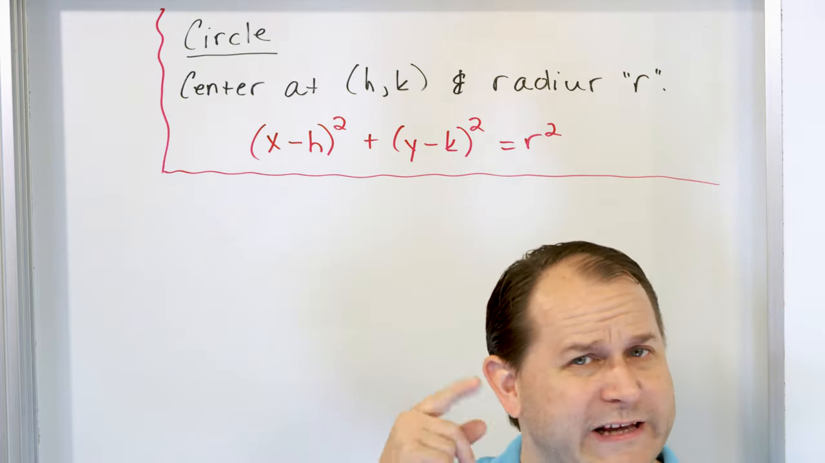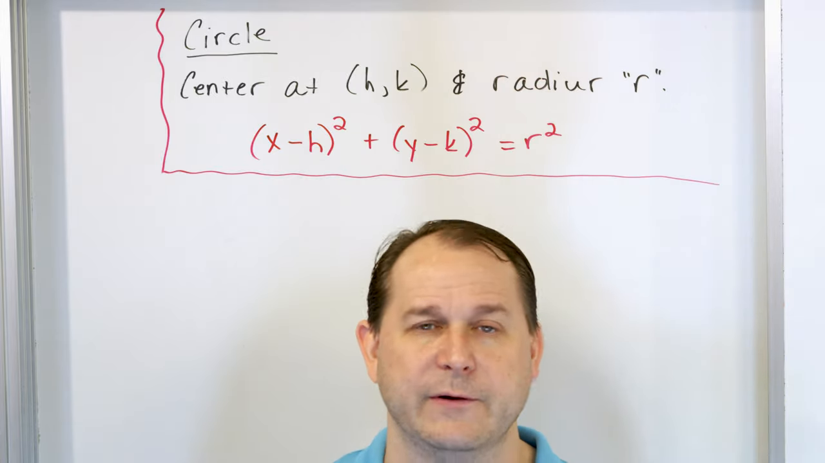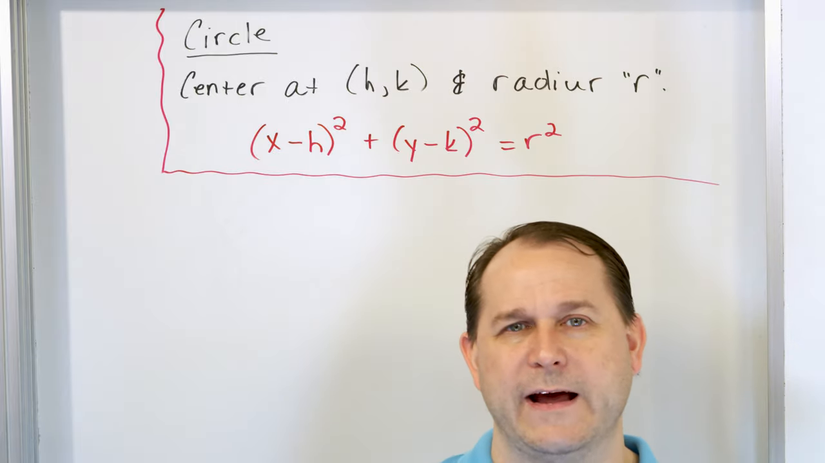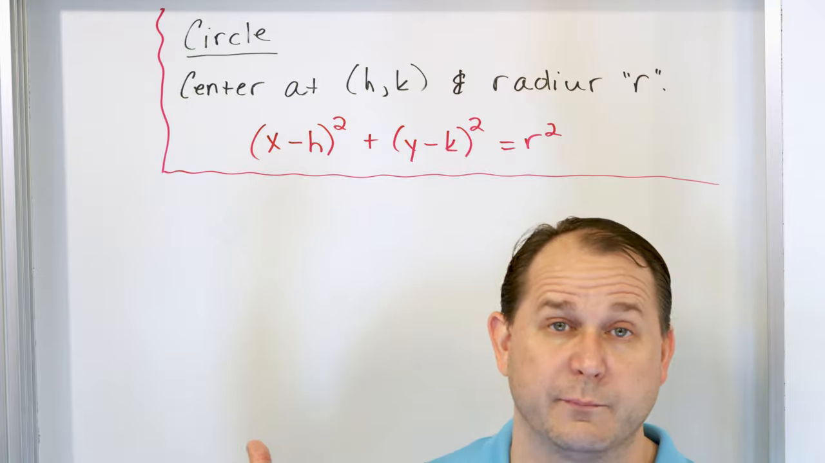So in fact, one thing I want you to keep in the back of your mind is one reason why the equation of a circle looks different: it turns out a circle is not a function. And I know you might say, well, if it's not a function, why do we care? Well, lots of things are important that aren't functions, and this is one of the most important ones.